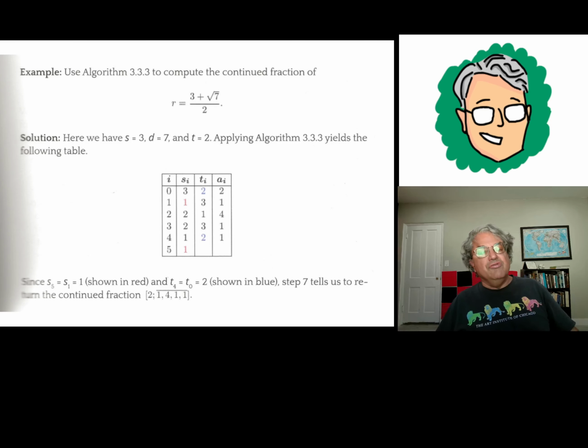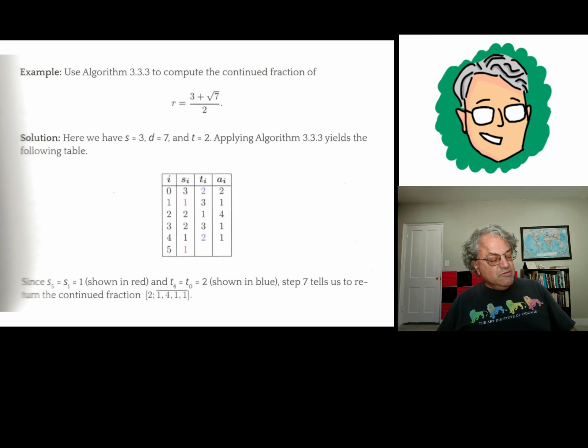Maybe I don't need to go through all the steps with this example, but this is a harder example. Now we're doing 3 plus the square root of 7 all over 2. If you apply this algorithm, I'm not going to go through every step here, but this is what you get. So we just keep calculating these sequences s sub i, t sub i, until we get repetitions, and both s sub i and t sub i have the same period, shifted by 1.